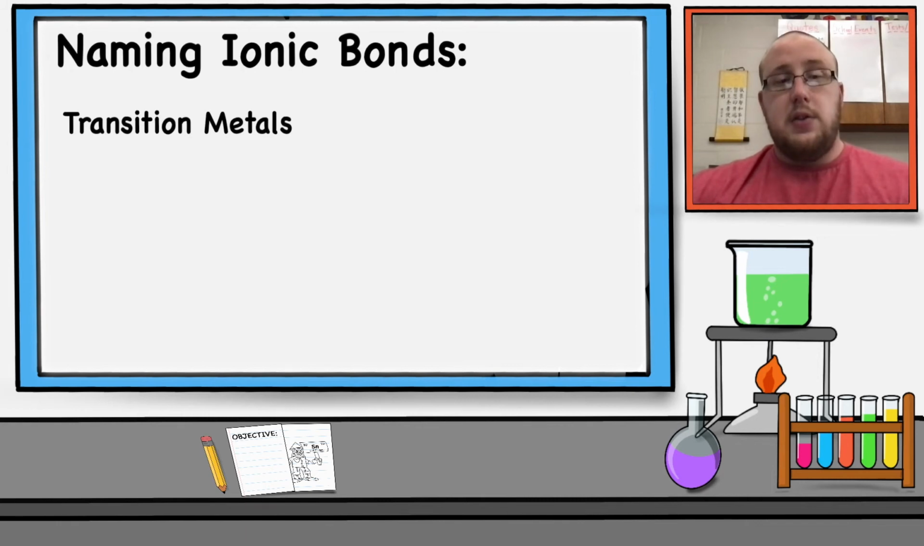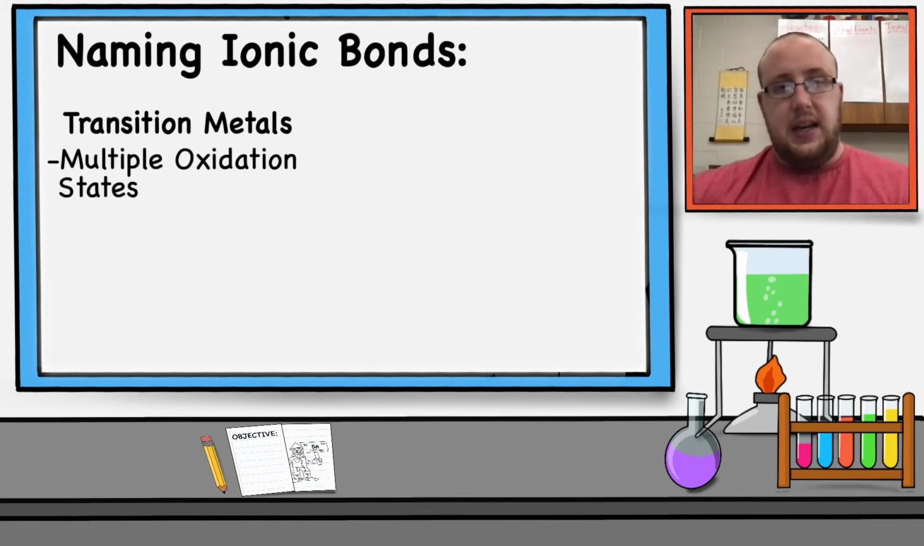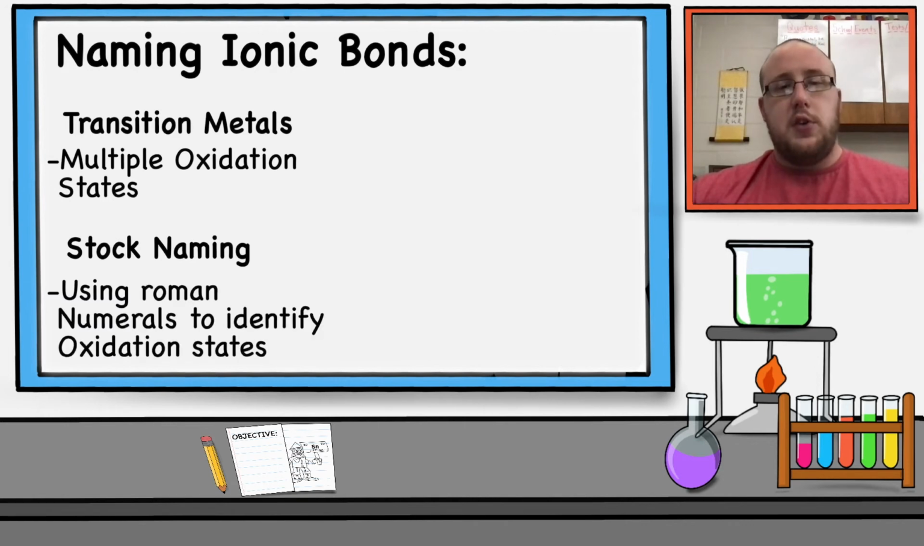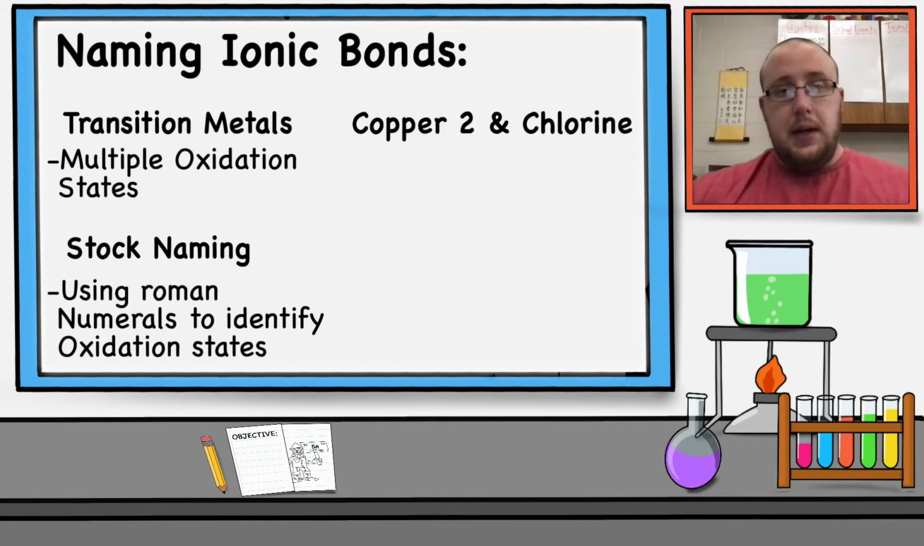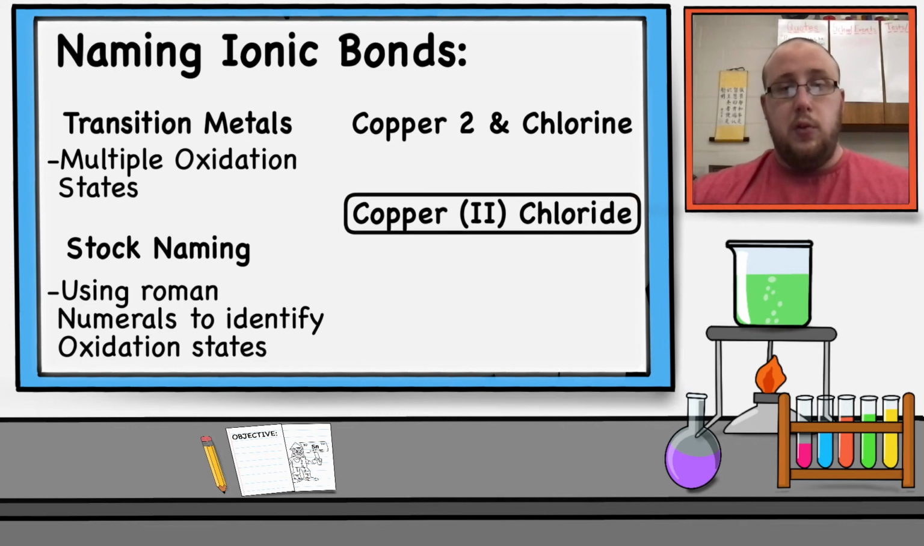Our transition metals can have multiple oxidation states, so we need to be able to account for those oxidation states. This is where our second set of rules come in for naming ionic compounds. We call this stock naming, but basically what you're going to be doing is using Roman numerals to identify the oxidation state of that transition metal. Outside that, we keep the same rules. So if I have copper 2 and chlorine, I would call it copper(II) chloride, the 2 in Roman numerals.